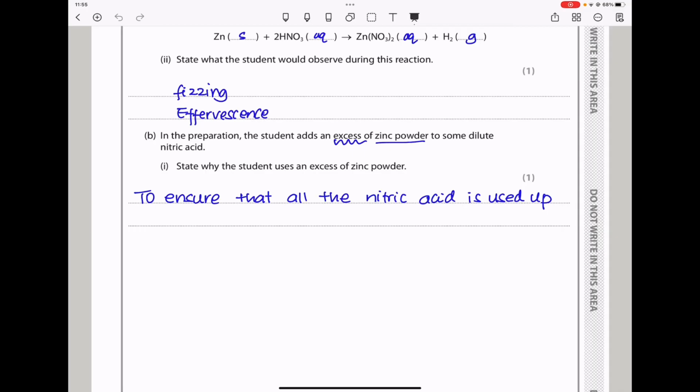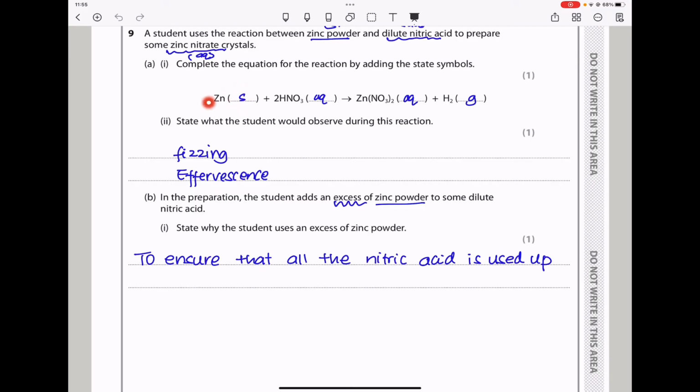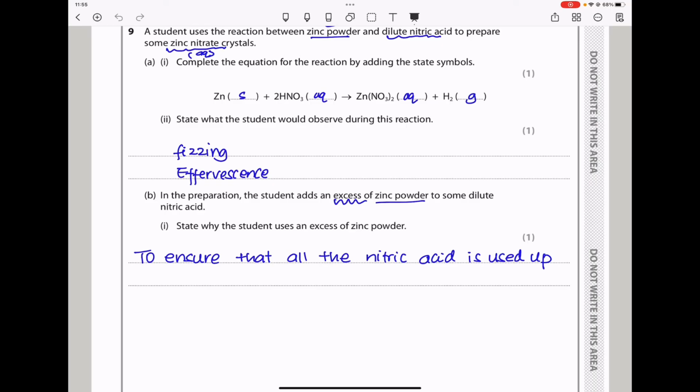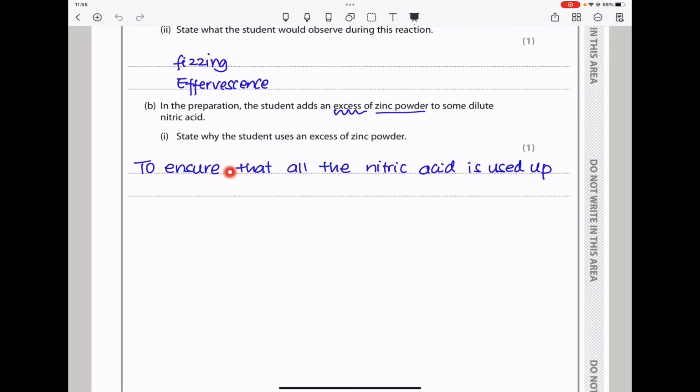In the preparation, the student adds an excess of zinc powder to some dilute nitric acid. State why the student uses excess zinc powder. The student used excess zinc powder to ensure that all the nitric acid is used up, so that the soluble component in the product is only going to be zinc nitrate. Remember, this gas will go off, so the liquid will only be zinc nitrate solution because the unreacted zinc is still going to be in solid state. So use excess of this so that all the soluble reactant reacts, so that we have only one soluble substance at the end of the reaction. So I say to ensure that all the nitric acid is used up.